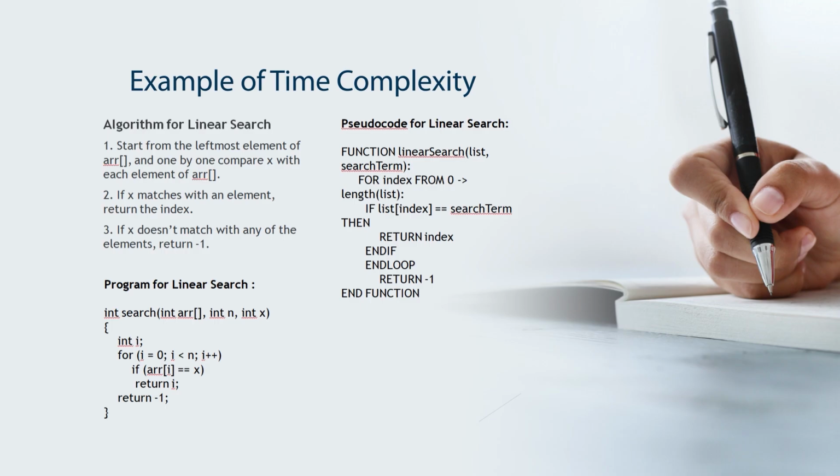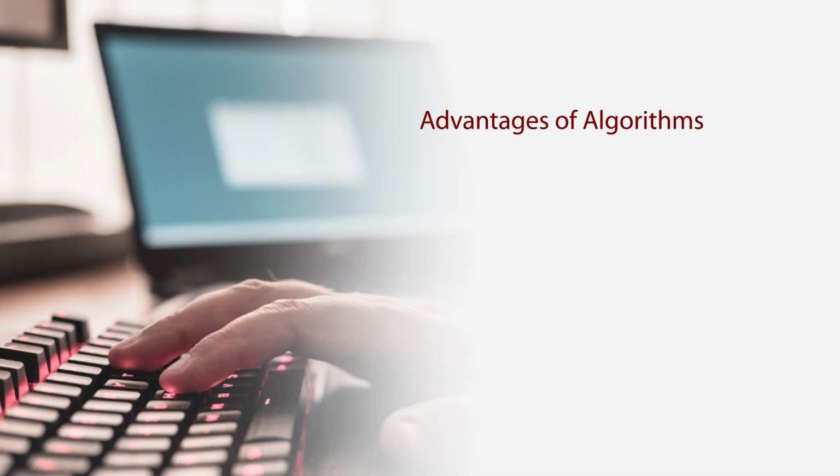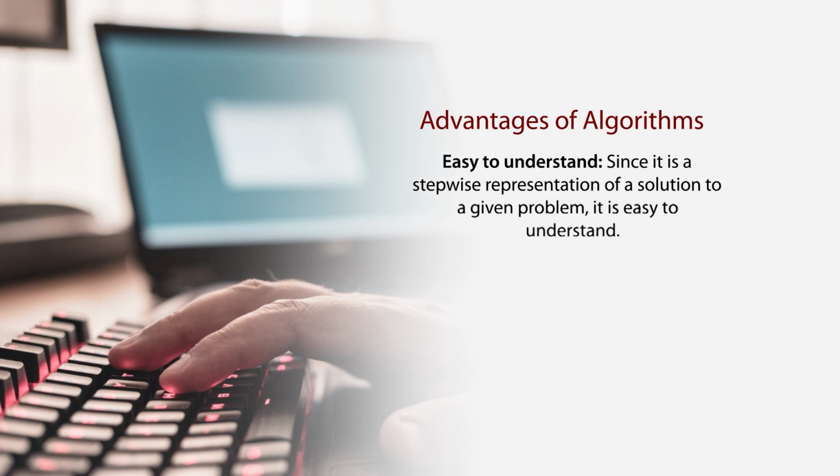So, this is the three ways a single problem can be solved: in an algorithm. This is the algorithm, this is the pseudocode, and this is the final program. So, what are the advantages of an algorithm? The first advantage is that it is easy to understand, since it is a stepwise representation of a solution to a given problem.